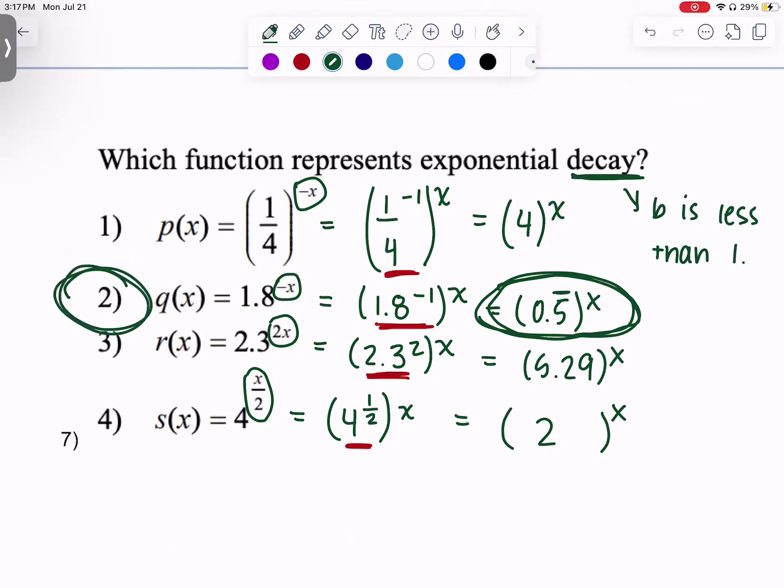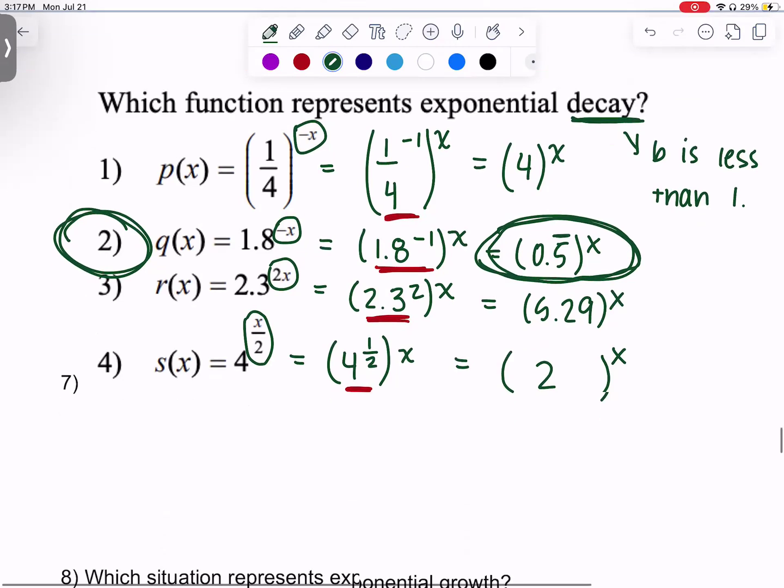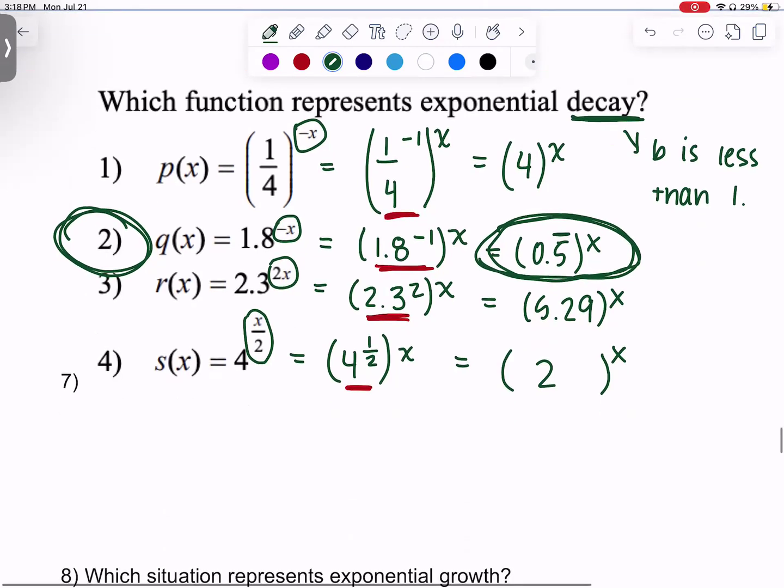B is between 0 and 1. It's a decimal, right? Because if your percent is decreasing, you take your 100% and you subtract from it. So your decimal is going to be less than 1 or less than 100%.